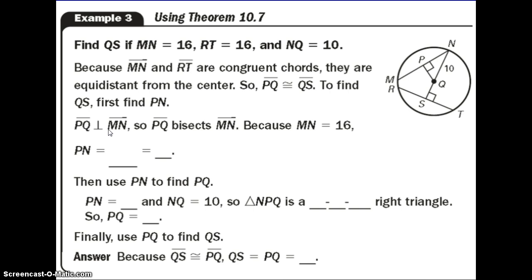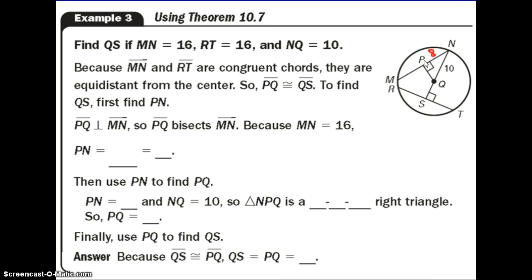So the first thing I want to look at is PQ. If I were to extend PQ out, I would create a diameter that meets a chord at a right angle, which means that P bisects MN, which means that the length of PN must be half of 16, which is 8.